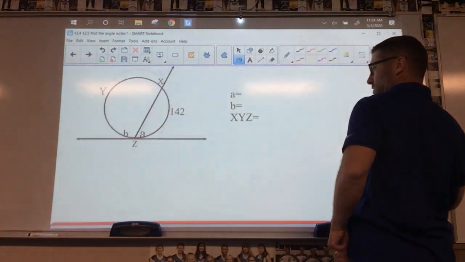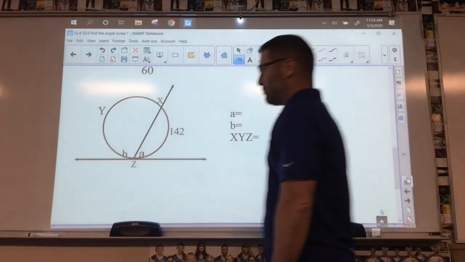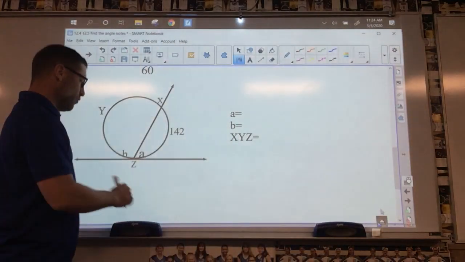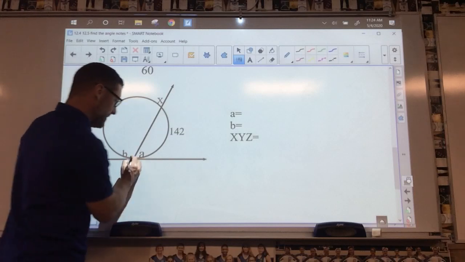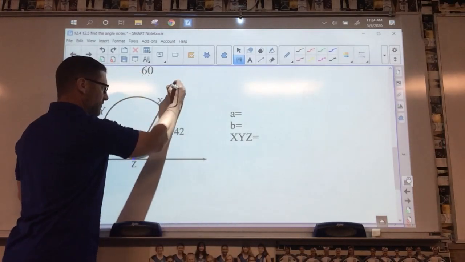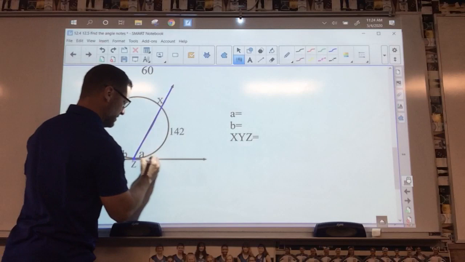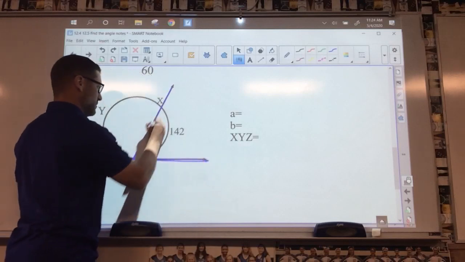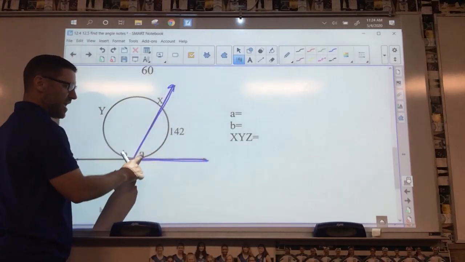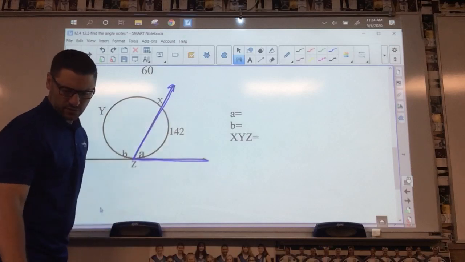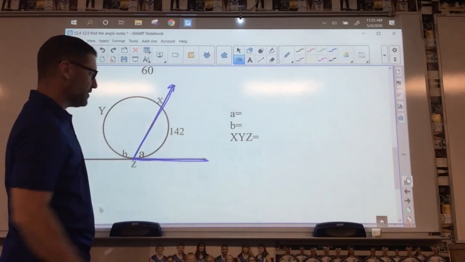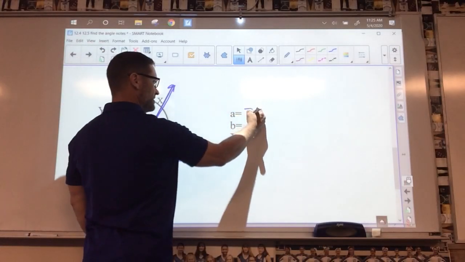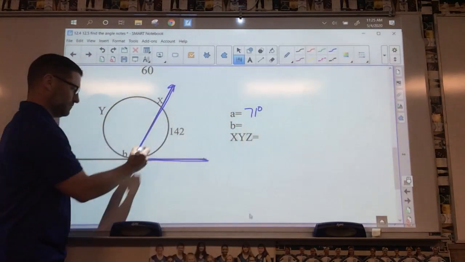Okay, last one. Last one's kind of a funky picture, but it works the same way. If it's a tangent and that's coming out, it's still half the arc. If I go like this, that angle A is going to be half of 142. 142 divided by 2, 71, is that right? 71 degrees. So angle A is 71 degrees.